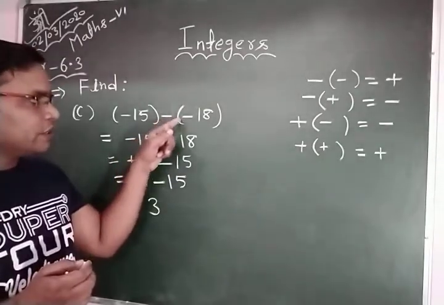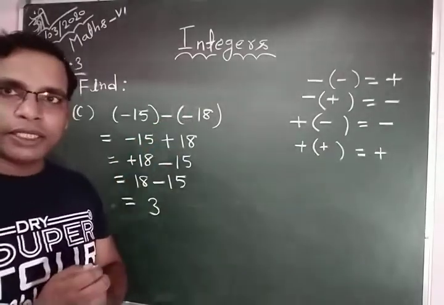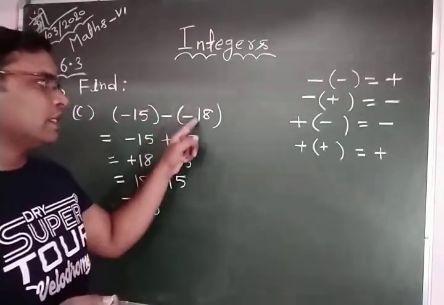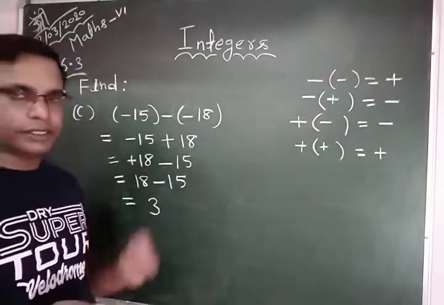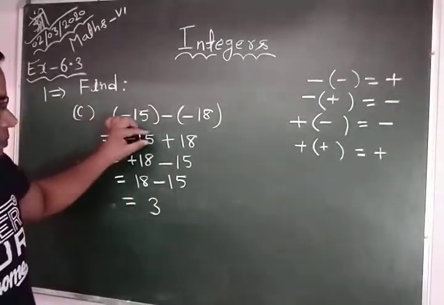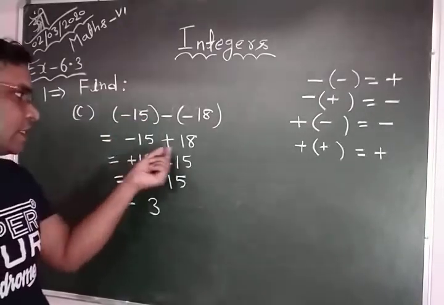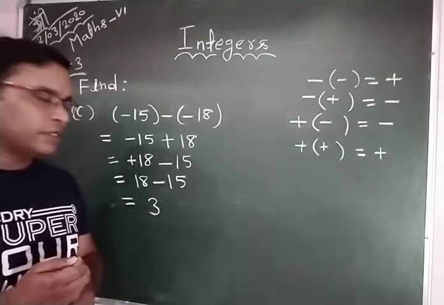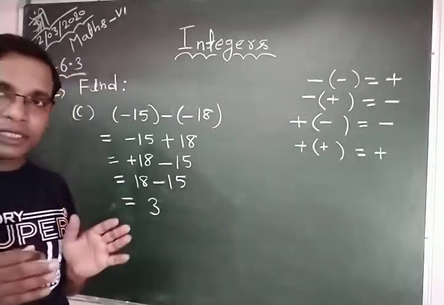So you can read it minus into minus, minus into minus. This becomes a plus. So it becomes minus minus plus, and we write here 18 as it is. Okay. So our next step is minus 15 plus 18. So you can see here both integers have different signs. So here subtraction is done.